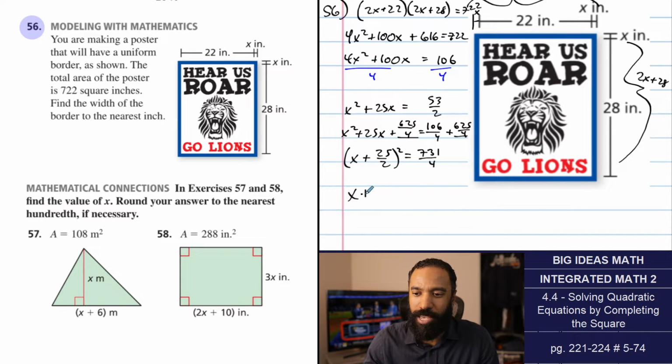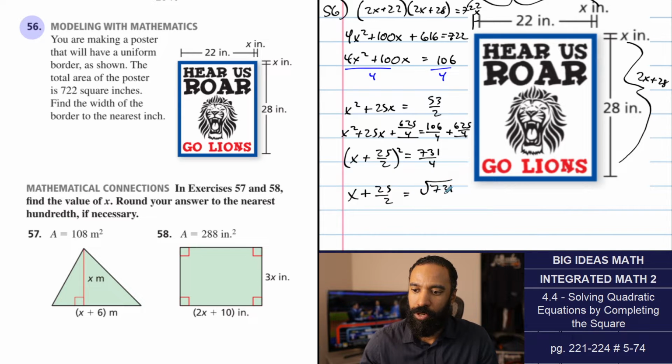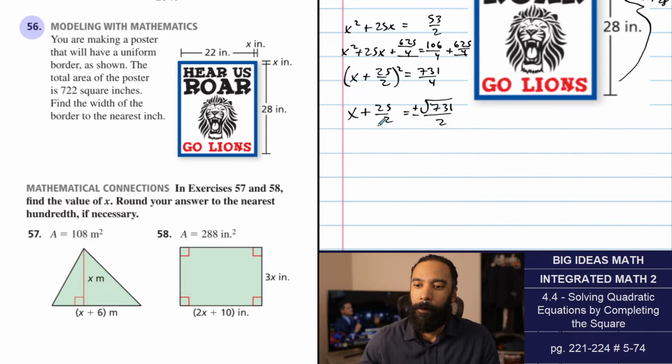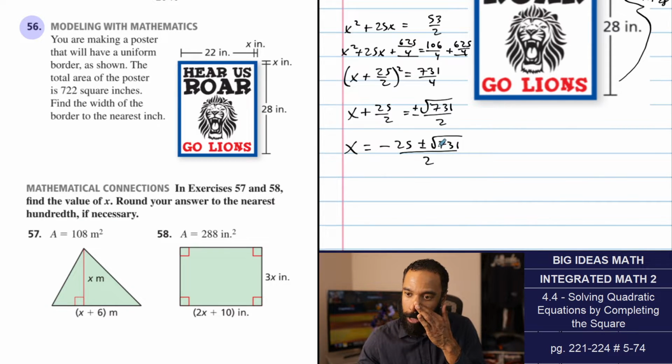Take the square root of both sides. We get x plus 25 over 2. I imagine that's irrational. I'm just going to leave it. Square root of 731 divided by the square root of 4, which is 2. So root 731 over 2, plus or minus, by the way. So x is negative 25 plus or minus root 731, all divided by 2. They do have a common denominator.